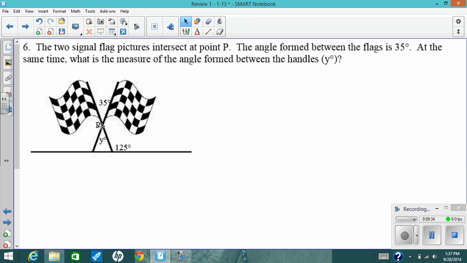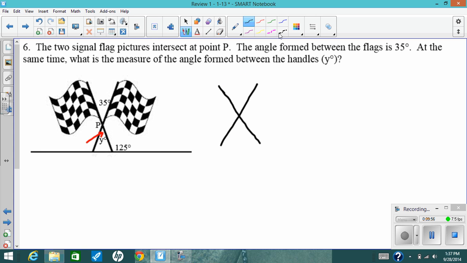In this problem, we're looking for the angle formed by the 2 handles of these checkered flags. That might get a little confusing, that description. Look, y is labeling this angle right there. So let's make this easier on ourselves. We can redraw this picture without all the distractions. So we know this angle up here is 35 degrees. That angle is y degrees, and I think that makes this picture look way simpler.